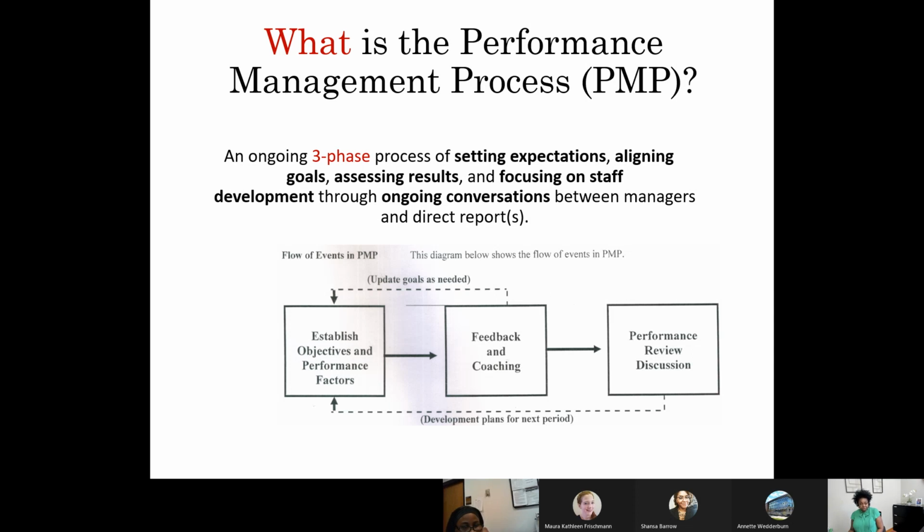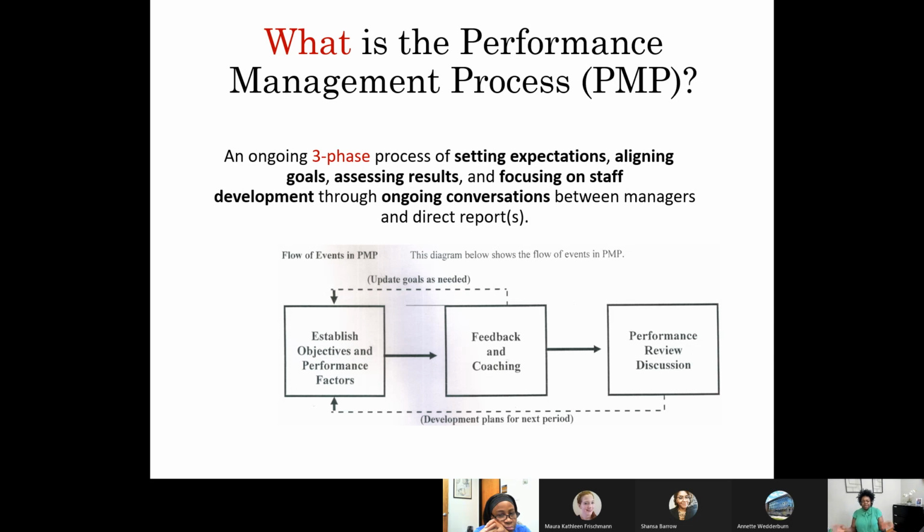So it is a three-phase process. The first phase is establishing objectives and performance factors. The second part, the midway point, is where you should check in, listen to what they have to ask, or if they need any resources or additional support, and then you offer them some feedback and coaching or direction.